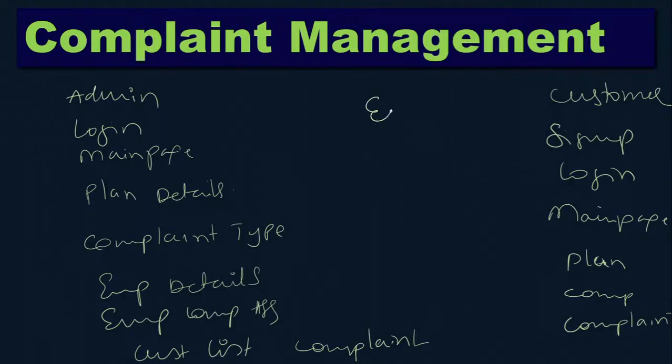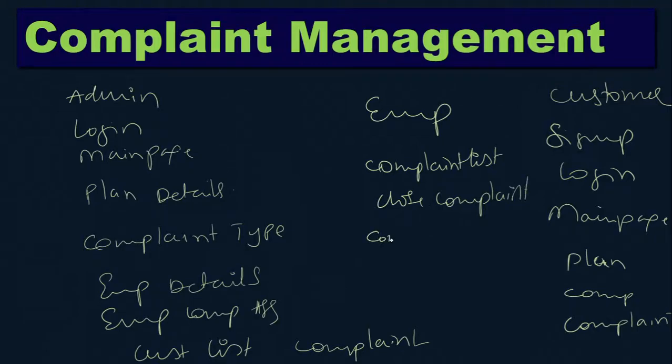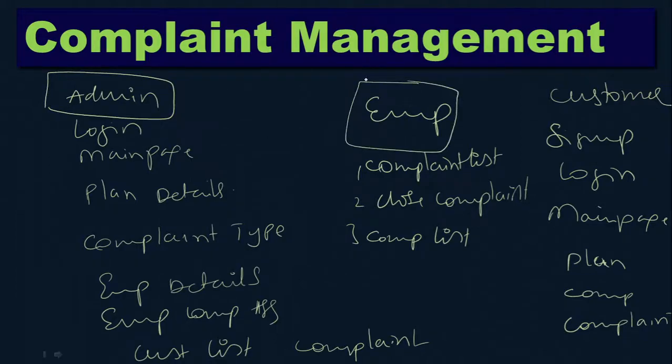Then it will go to the employee. The employee has to see the complaint list. Once it is solved, you have to close the complaint. And then the complaint list: what complaints they closed, that list has to come. These are the options in the employee. So there are 3 modules: the admin module, the employee module, and the customer module.